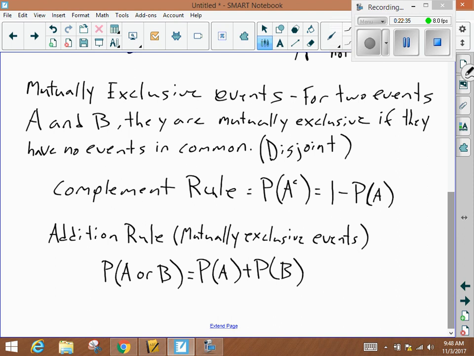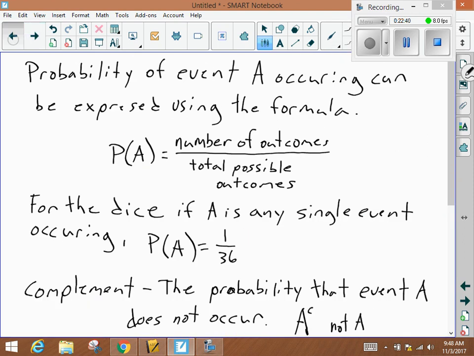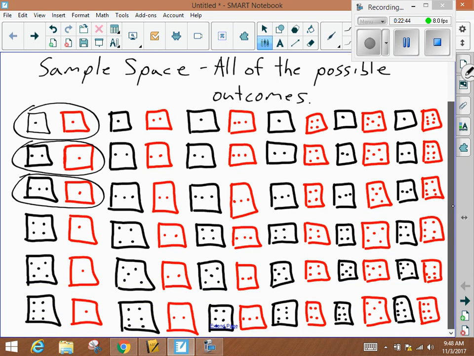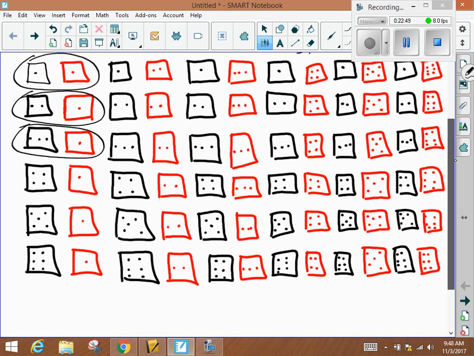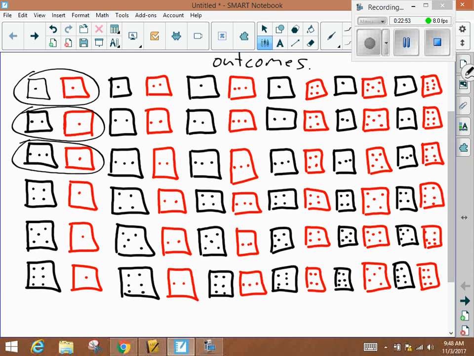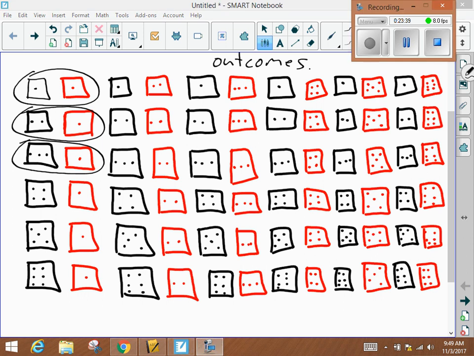So let's go back to our sample space here. All right. So I'm not going to ask you a simple question. I'm going to ask you which number or number values are the most likely to occur in this sample space. What's the most likely to occur? We're looking for the number value that's occurring the most often.